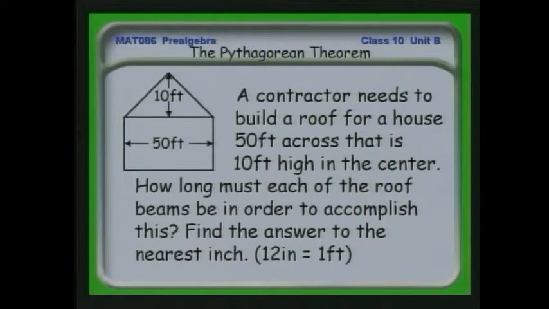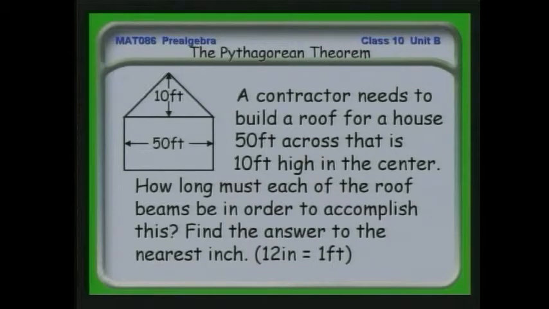Let's look at another common use of the Pythagorean theorem in building and construction. I've already indicated one use for 3, 4, 5 triangles. Here's another, a calculation that often needs to be made. A contractor needs to build a roof for a house 50 feet across that's 10 feet high in the center. How long must each of the roof beams be to accomplish this? And they want us to find the answer to the nearest inch.